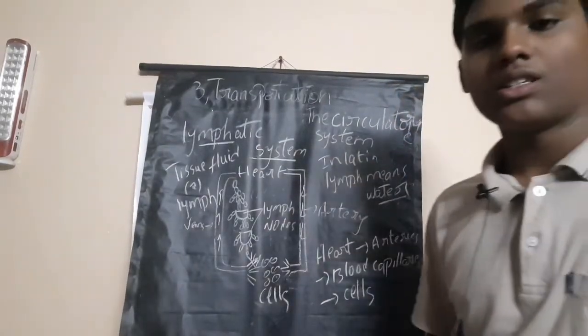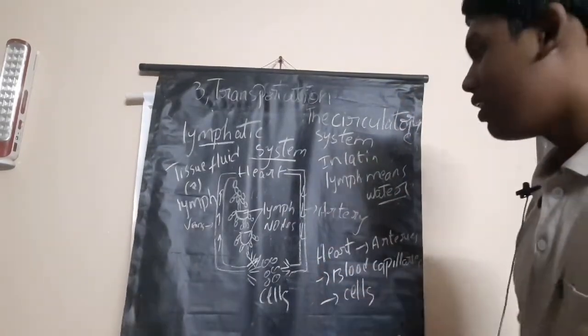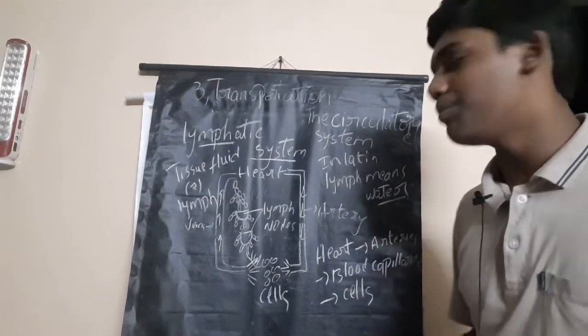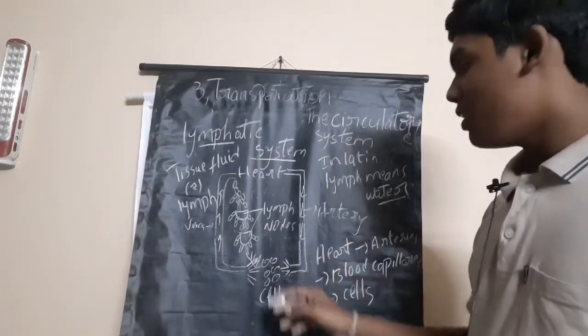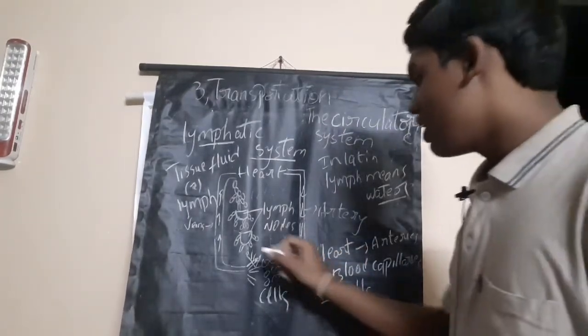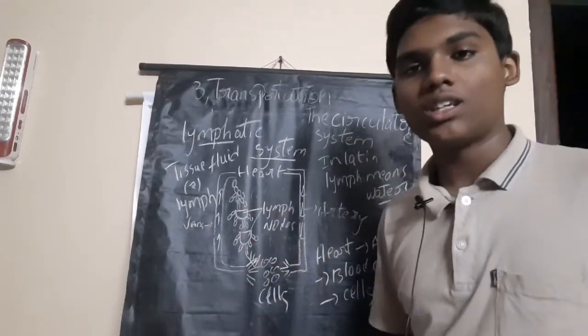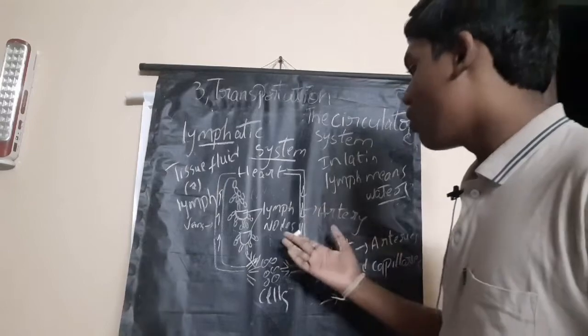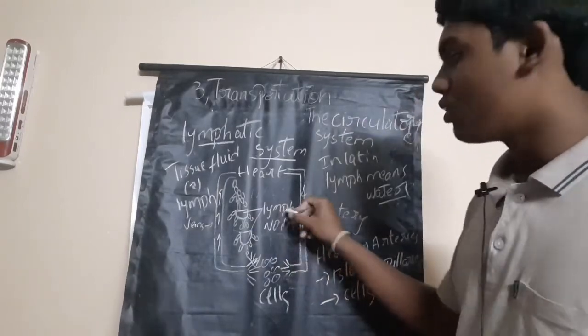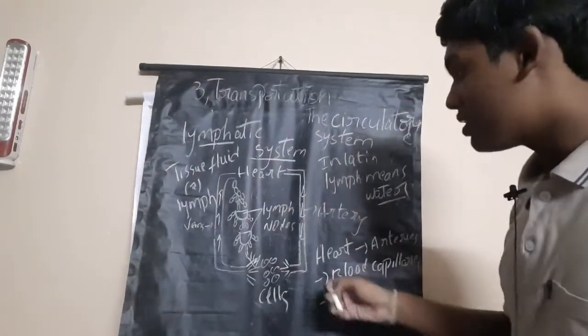Now what happens to this tissue fluid, or the lymph? It reaches the lymphatic vessels. So these are the lymphatic vessels we are seeing. From the lymphatic vessels it reaches the lymph nodes. Here we are seeing the lymph nodes, right? What happens in the lymph nodes?